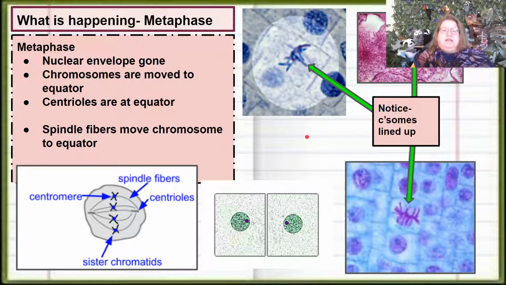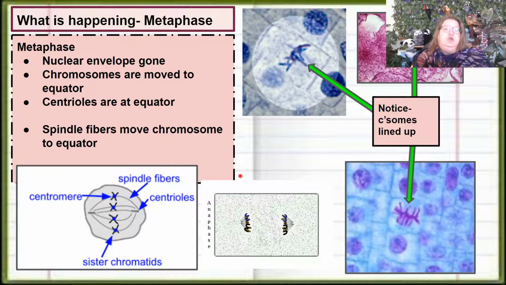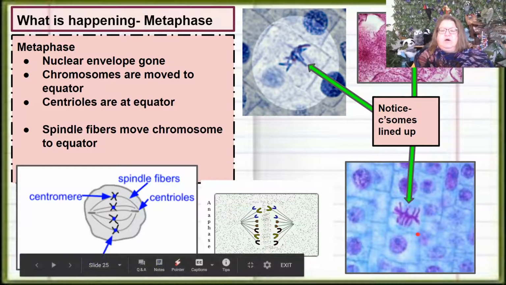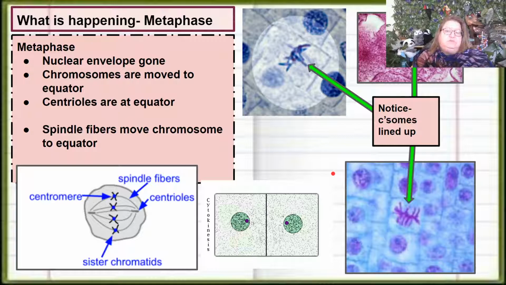So the next phase we're going to is metaphase. And in metaphase, the nuclear envelope is gone. And notice there's no organized nucleus. Like you cannot tell. In this cell that's highlighted here in this picture, and in this cell in the top right, and in the bottom cell right here, that is a cell, and you can't really tell where the nucleus is. That nuclear envelope's gone.